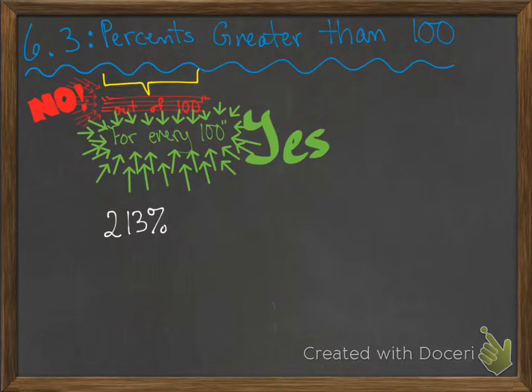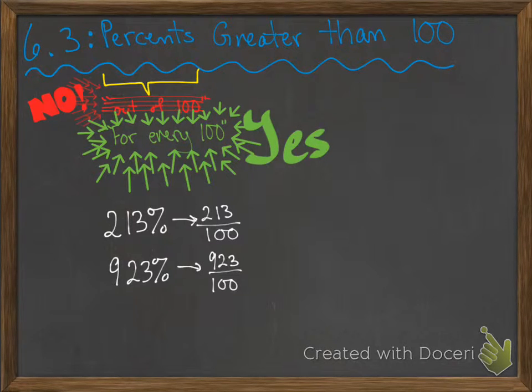So 213% just means you have 213 for every 100. 923% just means you have 923 for every 100. And you can simplify these into decimal form. That's something we've been working on. 213 divided by 100: when you divide by 100, you take that decimal point and move it 2 to the left because it's getting smaller by a factor of 100. So 213 divided by 100 is 2.13. 923, there's your decimal point, 1, 2, scoot it over, so 9.23.